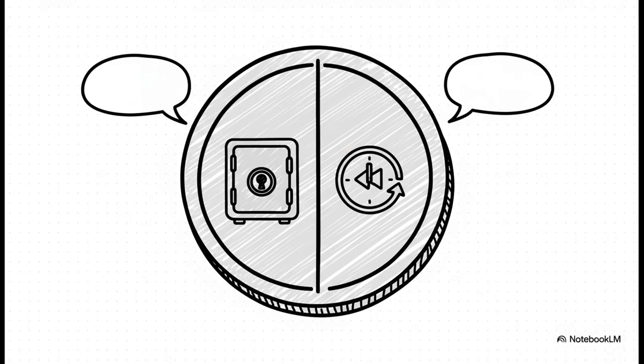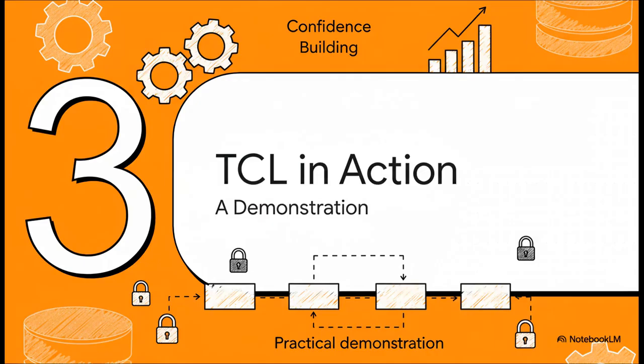All right, so let's put these two head to head. Commit, that's the point of no return. It makes everything permanent. Rollback, that's your ultimate undo button, wiping out any uncommitted changes and taking you back to your last save. They're really just two sides of the same very powerful coin. Okay, theory is great and all, but let's see how this stuff actually works in the real world. Let's fire up a little demonstration to see how this builds our confidence.